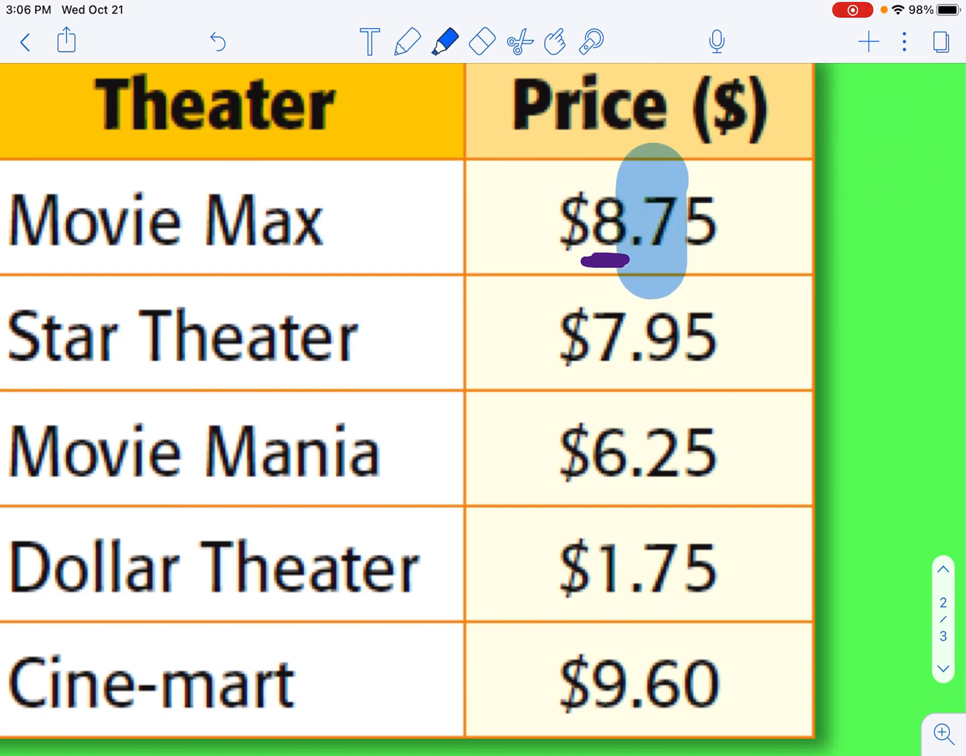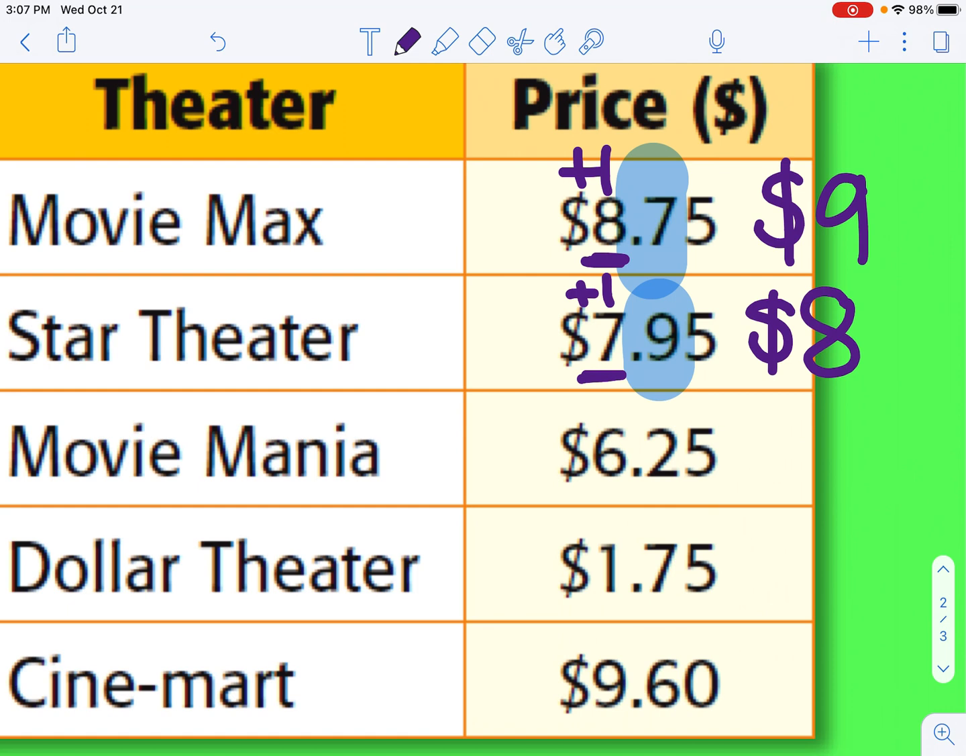Then I highlight the number to the right of it. That 7 is more than 5, so that means I add 1 to my whole number. So MovieMax, when you round it, gives you $9. Okay, we're going to do the same thing with the rest of them. I underline my 7. I'm looking at this 9. That 9 is going to make me add 1 because it's more than 5. So when I round this, my new number is $8 for the Star Theater.